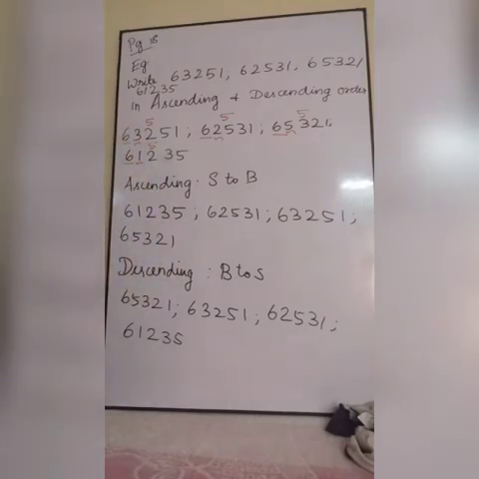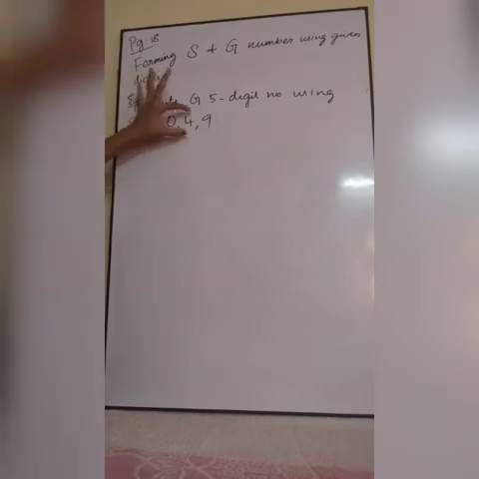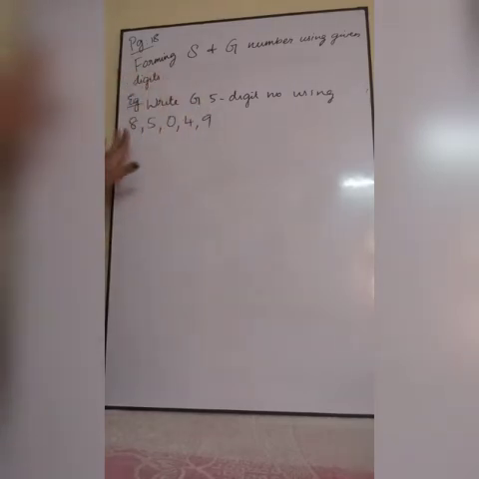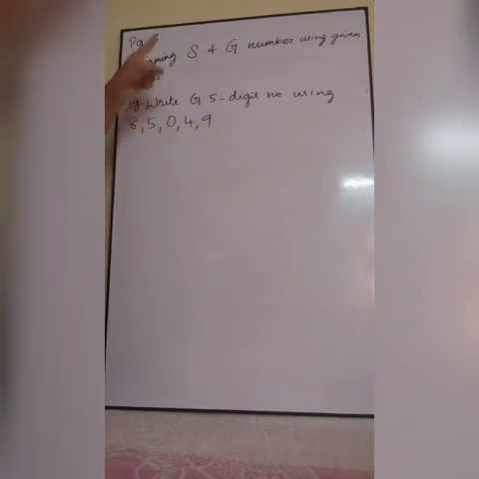Understood, children? Next, another topic given on page number 18 is forming the smallest and greatest number using given digits. Okay, listen carefully. They will give you a few individual digits. Digits means what? This individual thing is called a digit, right? Using these digits, we have to form the smallest or greatest number.